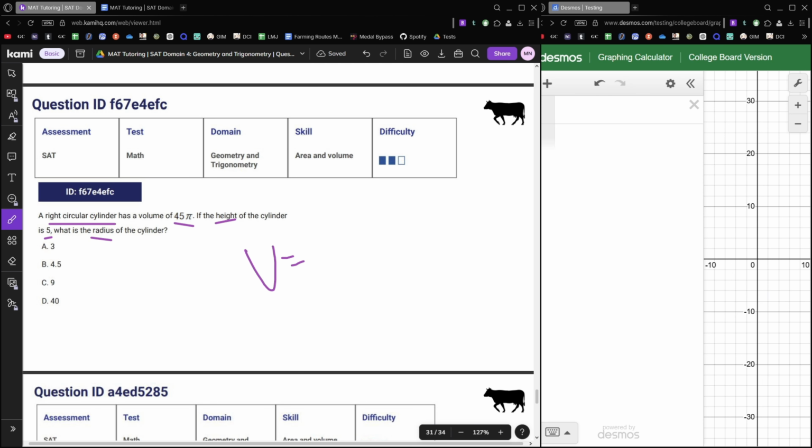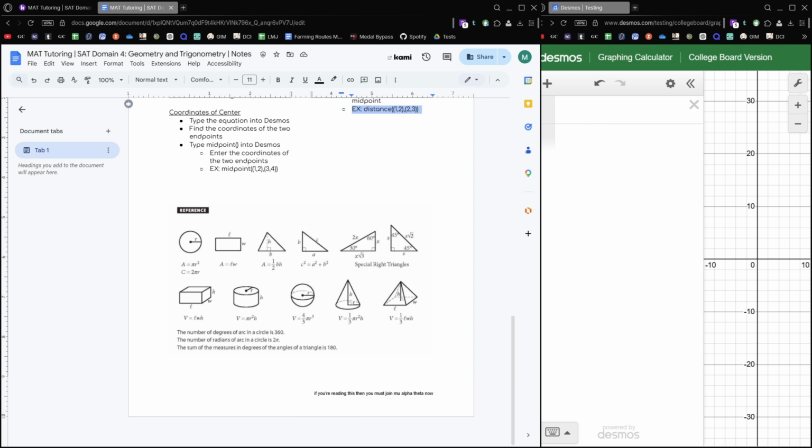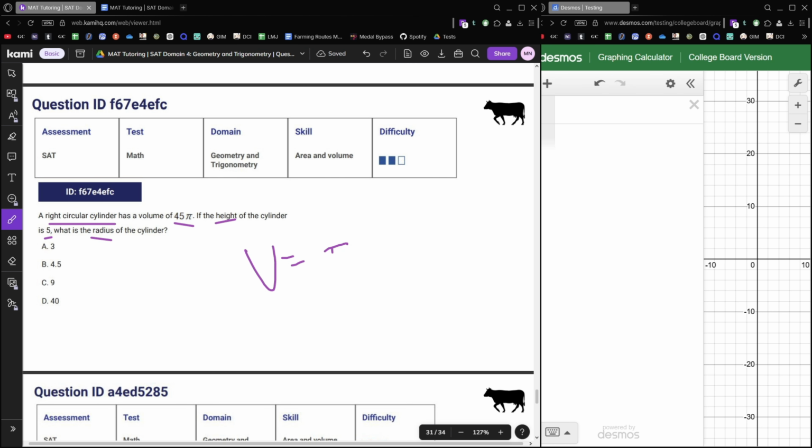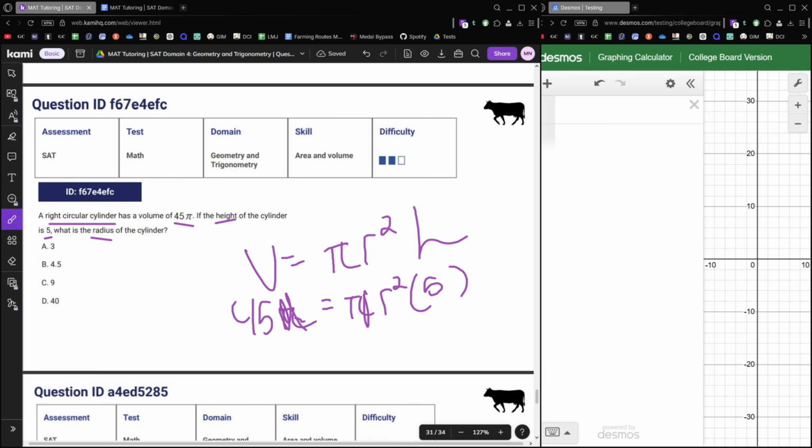If we look at our reference sheet real quick, you'll know that the volume of a right circular cylinder is, it's the second shape on the bottom here, pi r squared times the height. Now we know that the volume is 45 pi, and we also know that the height is 5. Now we just need to solve for r. We know that the pi's will cancel out. 45 divided by 5 is 9, and then the square root of 9 is 3. So our answer will be A.